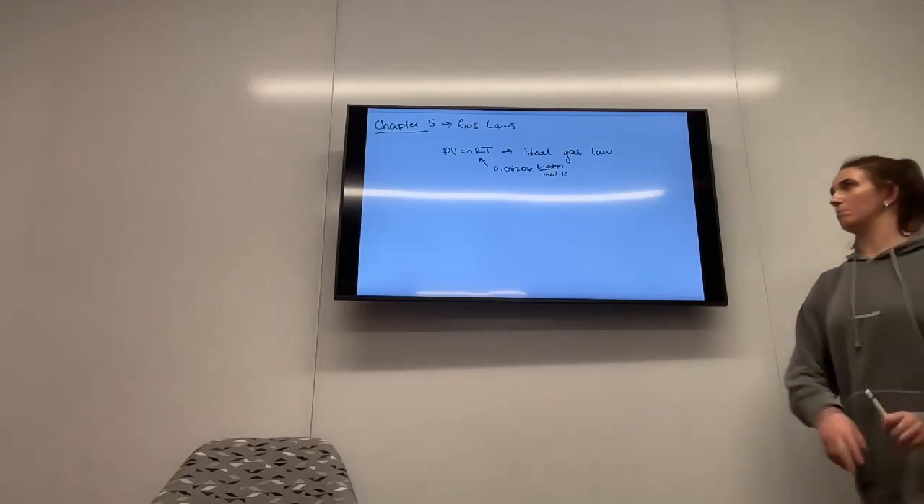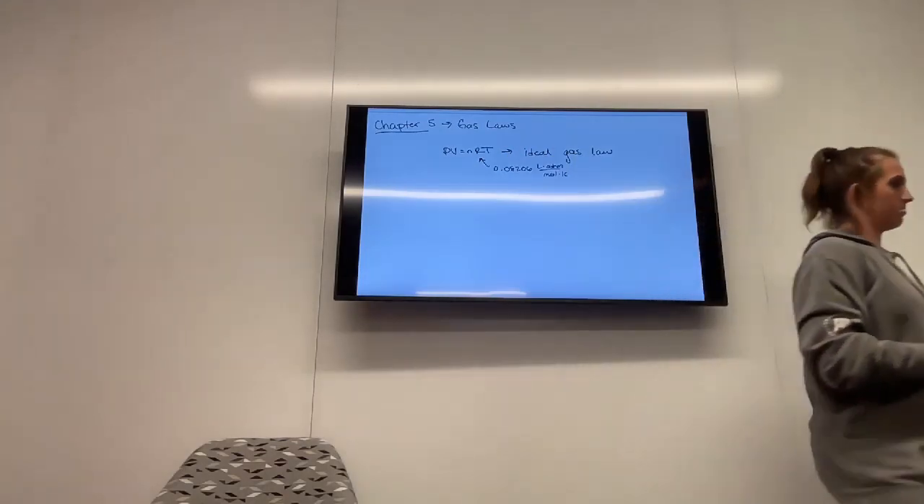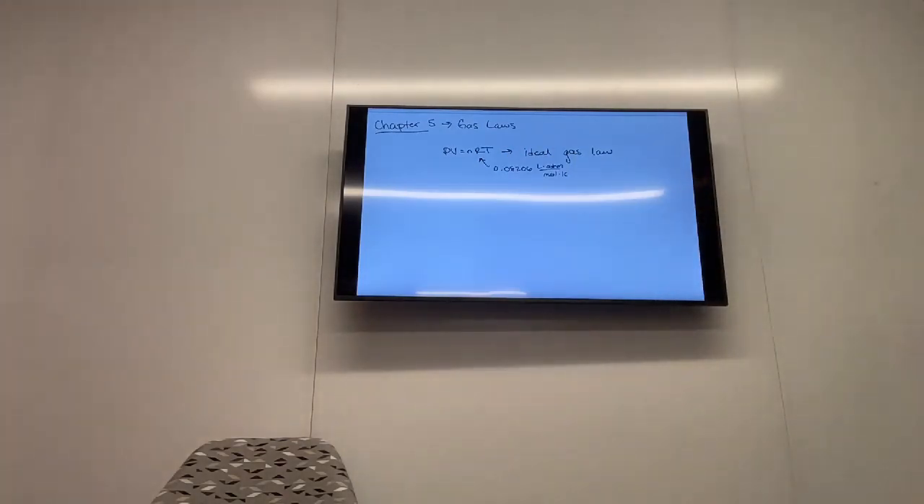Okay, so what does that mean for your temperature? What unit does temperature need to be in? Yep, temperature should always be in Kelvin. What does your volume need to be in? Yep. And what does your pressure need to be in? Atmosphere. Awesome.